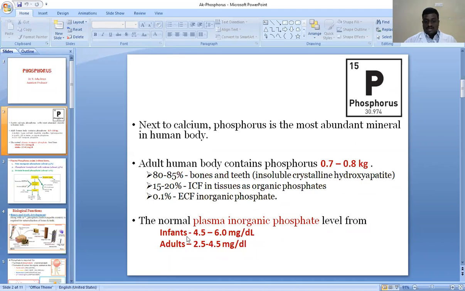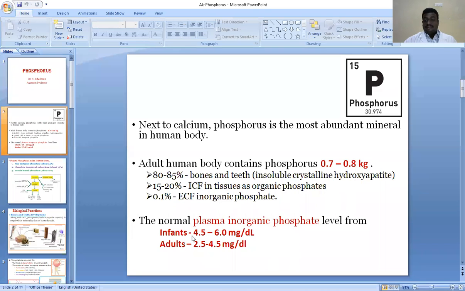for infants less than 1 year, 4.5 to 6 milligrams per deciliter. In adults, it is a little bit less compared to infants. Adults contain 2.5 to 4.5 milligrams per deciliter. So in infants, the blood contains a little bit more compared to adults.